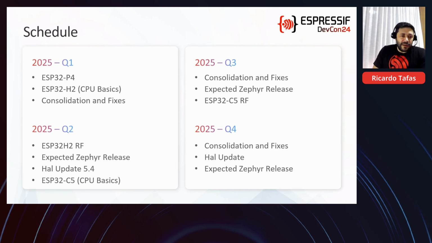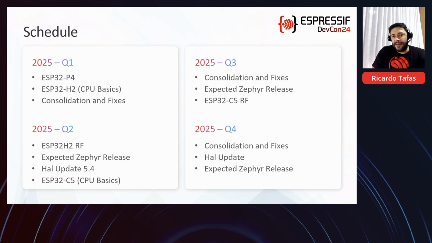On the second quarter, we expect to be working on the RF components of ESP32H2. We do expect that there will be a Zephyr release, maybe 4.2 or 4.3. So like I said, it's expected a release according to the release schedule of the project. Not exactly when, but we expect something. We expect to start working on HAL 5.4, and we do expect to bring up the CPU of ESP32C5.